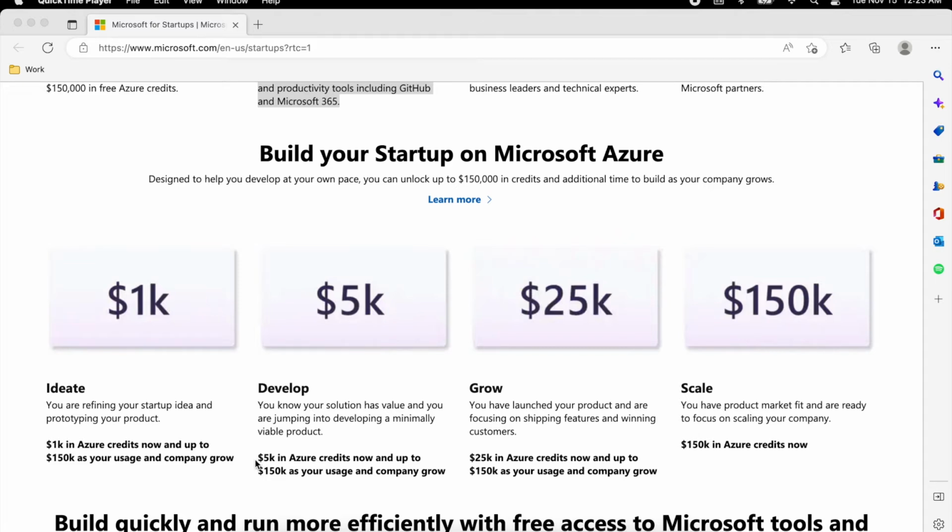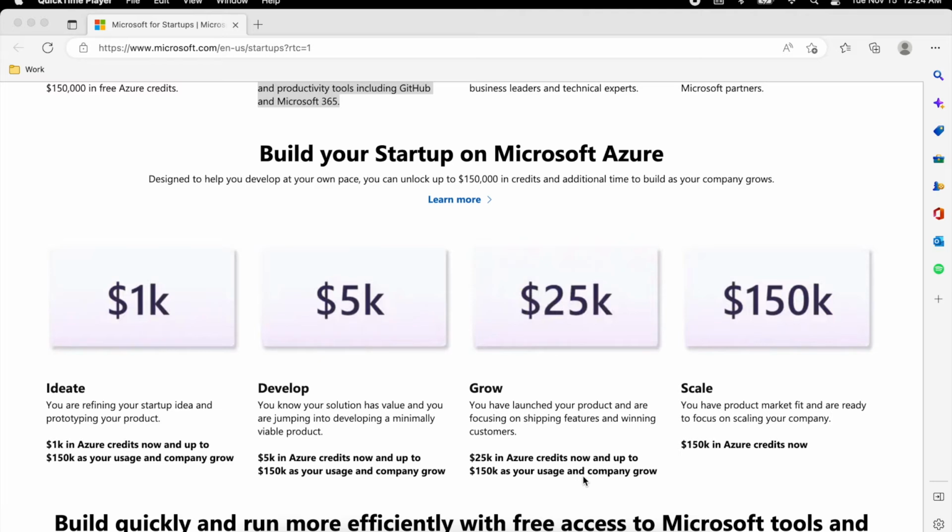Then if you are at the growing phase, you are eligible for 25K Azure credit. And then on top of that, you will get again 150K like the previous stages to grow your business. But if you already have a startup, you have already established the business and you are now growing, or you are trying to scale your business, in that case, you are eligible for 150K of Azure credit. So this was, on a high level, the Azure offerings for any startup.